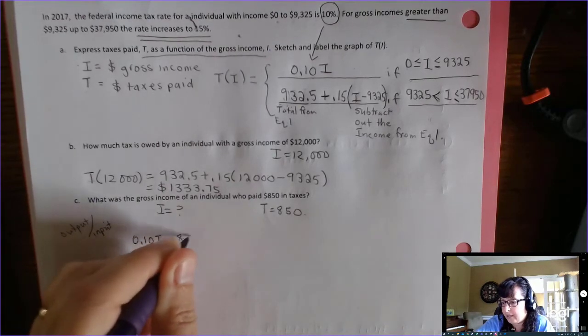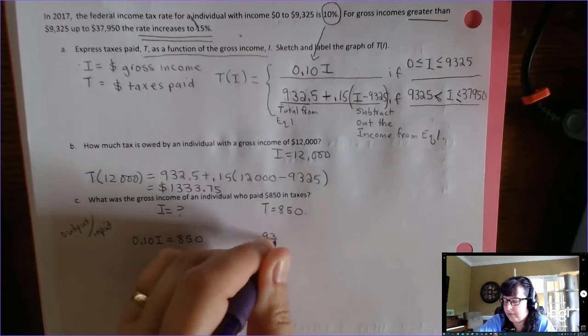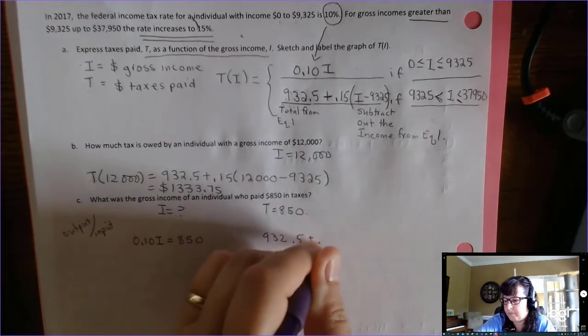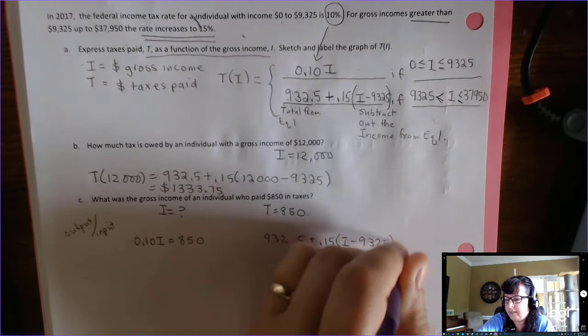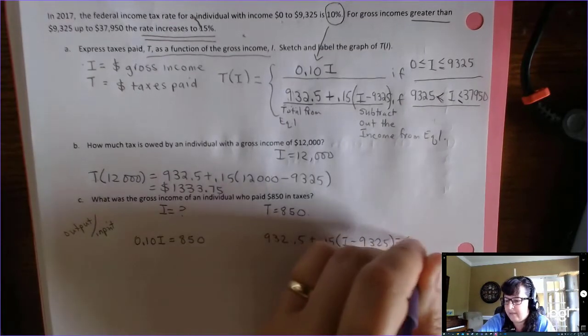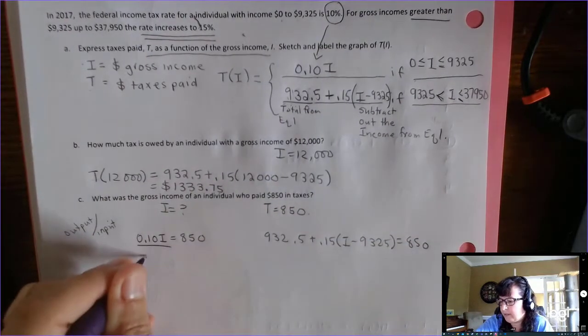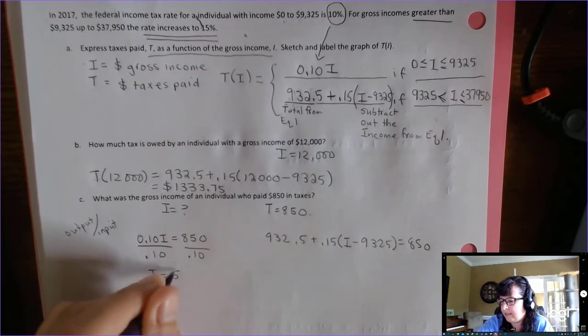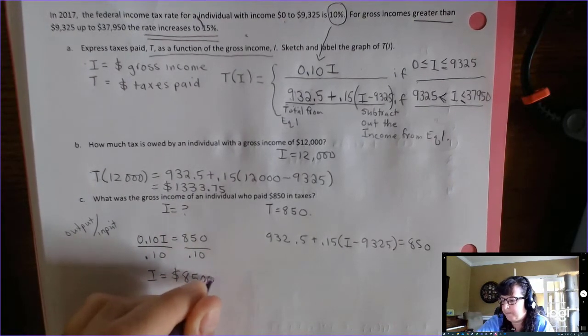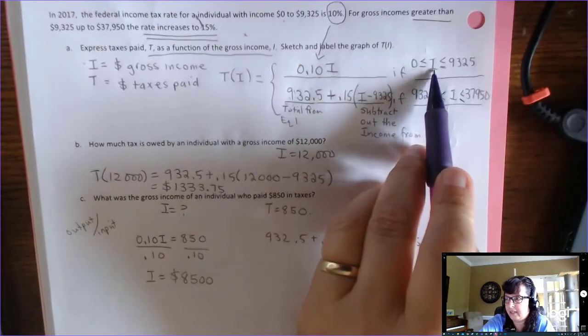0.10i equals 850, or 932.5 plus 0.15 times I minus 93.25 equals 850. Here, if I divide by 0.10, don't need a calculator for that, that's $8,500 in income, which is between, you got to check, is that between the two? And we suspected it would be.